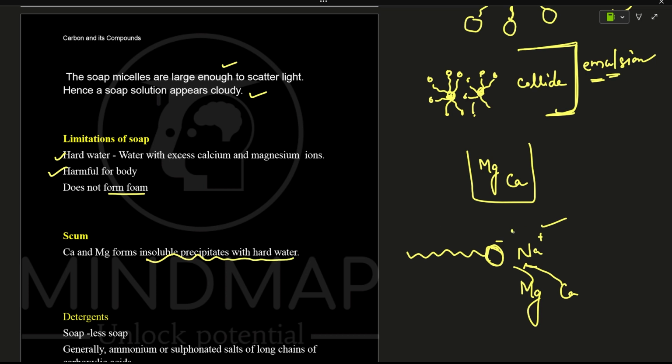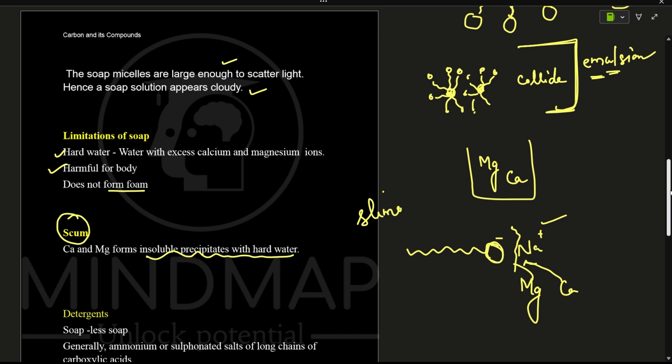The insoluble layer that forms, a slimy, slippery layer, is called scum. And what does the scum do? It prevents the soap from interacting with water, and thus the soap does not work in hard water. So what is the solution?